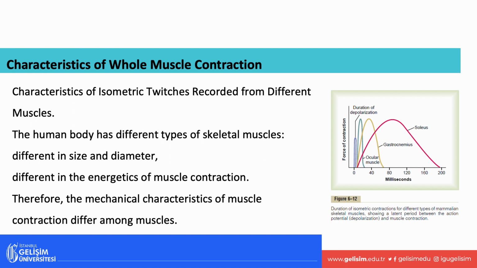The mechanical characteristics of muscle contraction can also differ among muscles due to their different size and diameter. Okay? So, for example, larger muscles may have more muscle fibers, and thus they're capable of generating greater force than smaller muscles are.